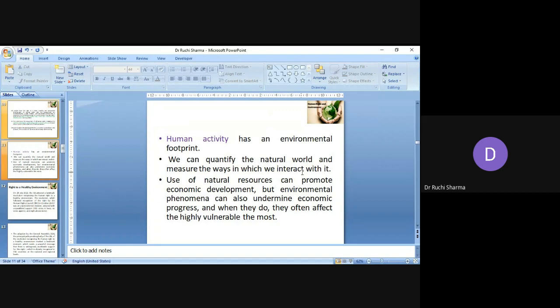It is not only that what is happening in the environment affects our rights, but we are also responsible for creating the climate crisis. Human activity has an environmental footprint. We can quantify the natural world and measure the ways in which we interact with it. Use of natural resources can promote a healthy environment, and thus we ourselves are responsible for protecting our human rights related to the environment.